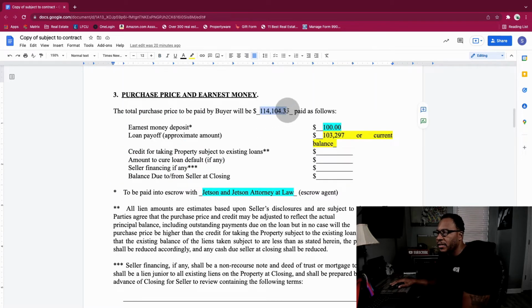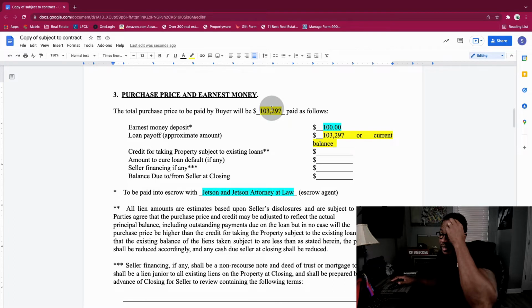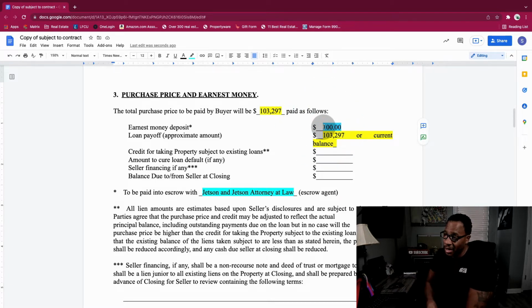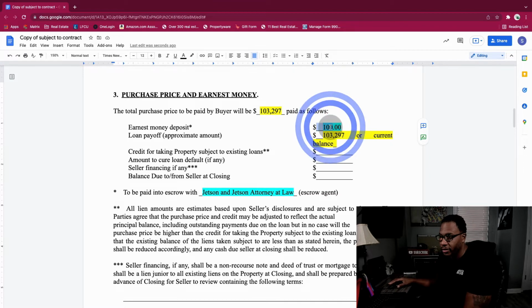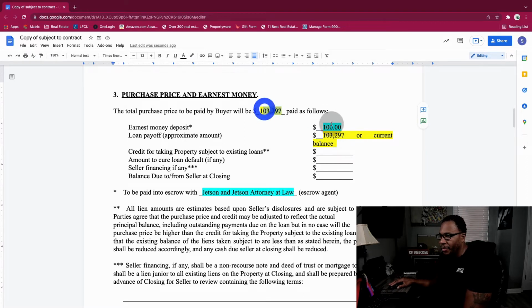So this says that the total purchase price to be paid by the buyer, you, is going to be $103,297, paid as follows. All right. So first of all, you're going to decide how much you're going to put down as an earnest money deposit. You can put down $10. You can put down $500, but you decide how much. I'd put down $100. And the loan payoff, again, you're writing the same number again, the loan payoff or current balance.